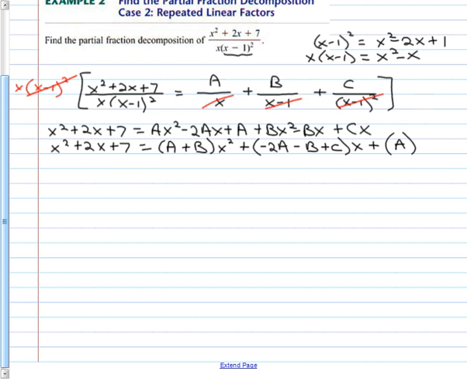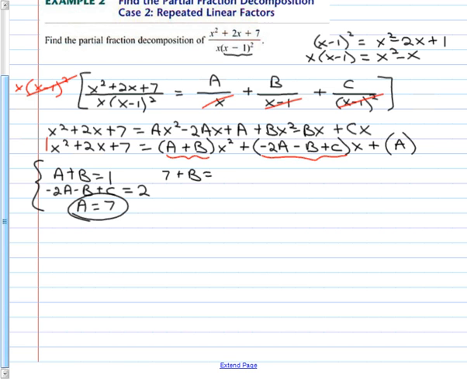So you look at this, tell me what A plus B equals. Equals 1, because the coefficient of the x squared term is 1. And what does all this stuff equal? That all equals 2. Negative 2A minus B plus C equals 2. And finally, A equals 7. That was kind of nice. So right here, I actually already know one of those answers. So it's going to be pretty easy. 7 plus B equals 1. What does B equal?